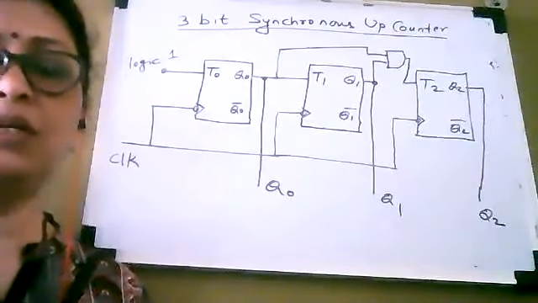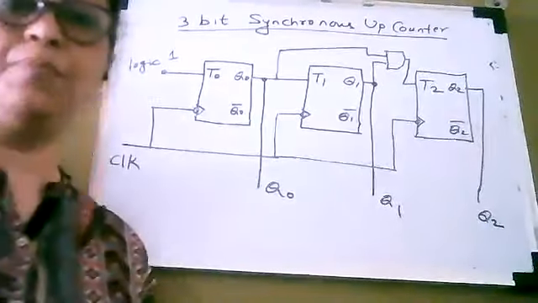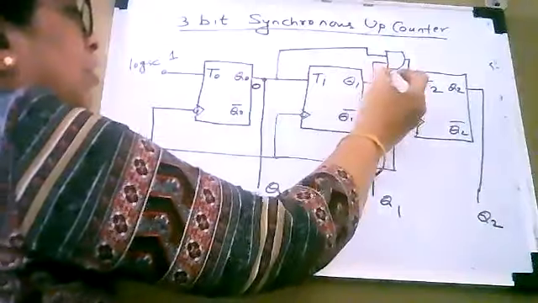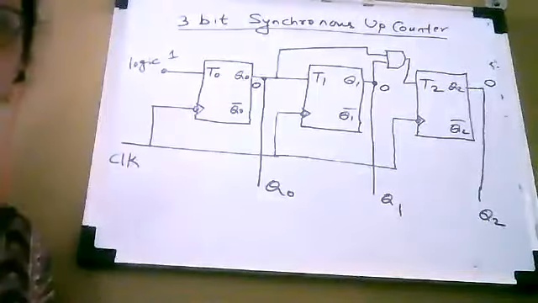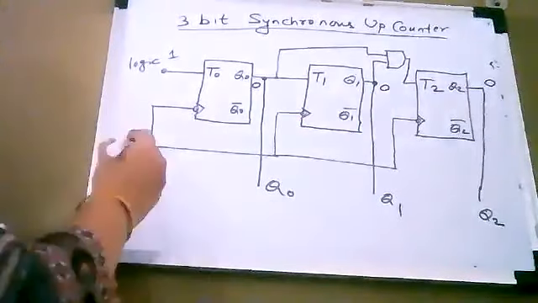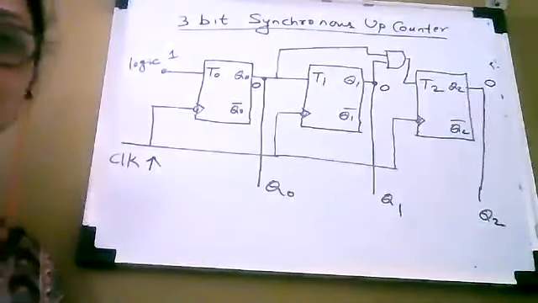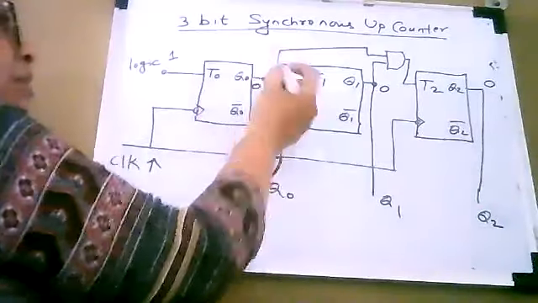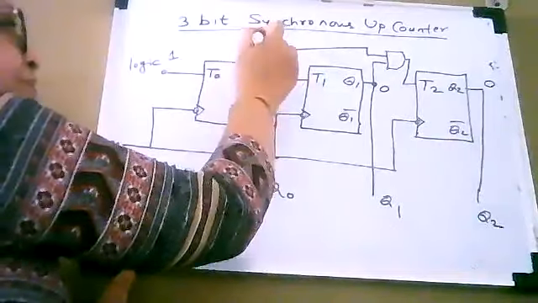Initially you have to assume the previous state of the counter, and let us assume the previous state as 0 0 0. So let Q0 be 0, Q1 be 0, and Q2 be 0. If this is your previous state, now apply a clock pulse. When you apply a clock pulse, as logic 1 is applied to T0, it is going to change the state from 0 to 1.